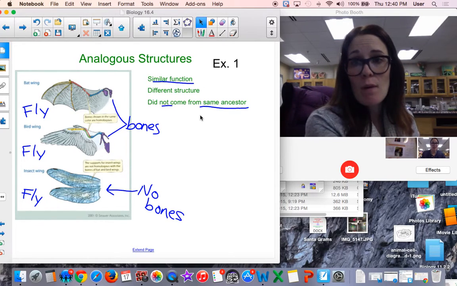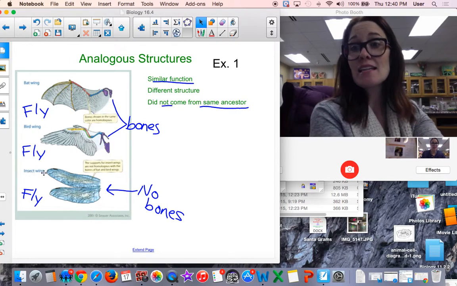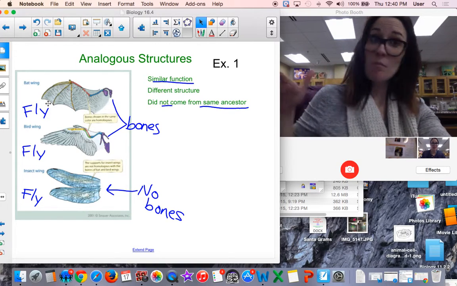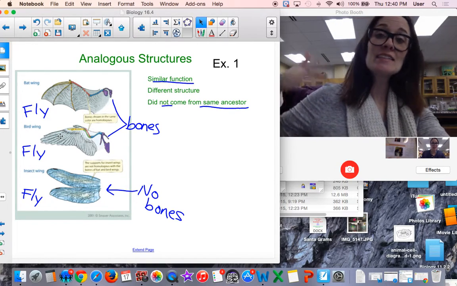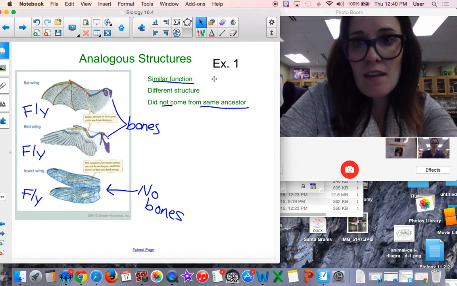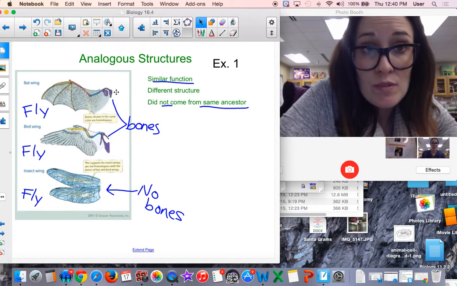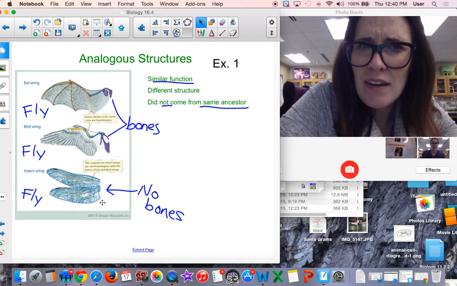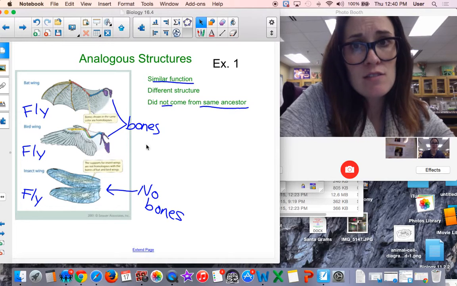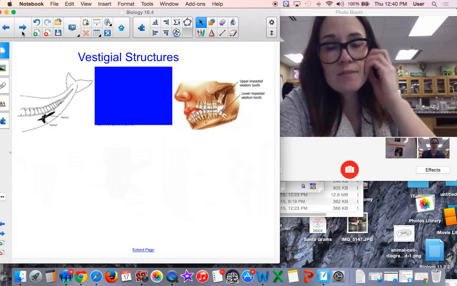So here's an example. A bat wing, a bird wing, and an insect wing. I wrote on the left here: bats fly, birds fly, and insects fly. The same, similar function. But let's look at their structure. The bat wing has bones in it. So does a bird wing. But an insect wing does not have any bones in it. So a different structure. Analogous. Those are examples of analogous structures.